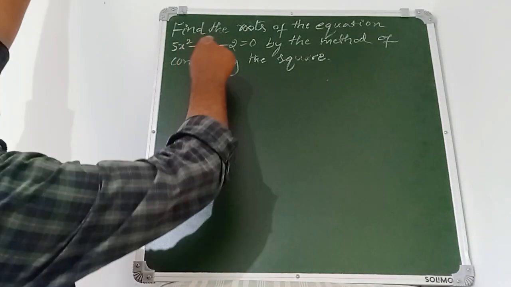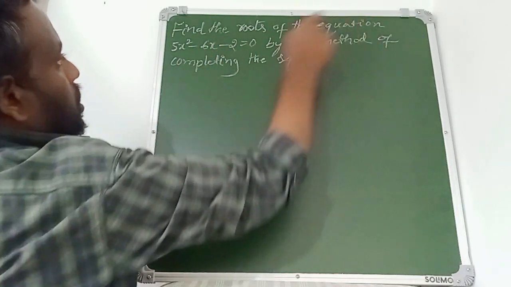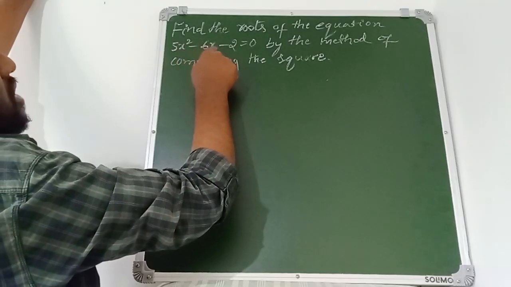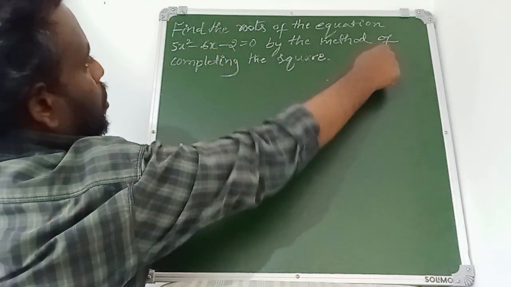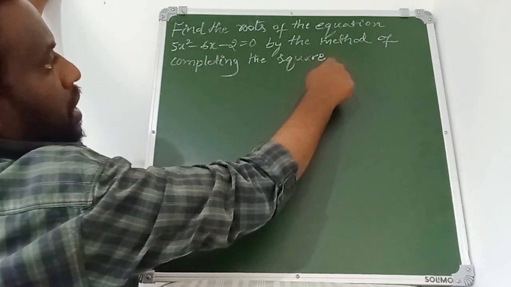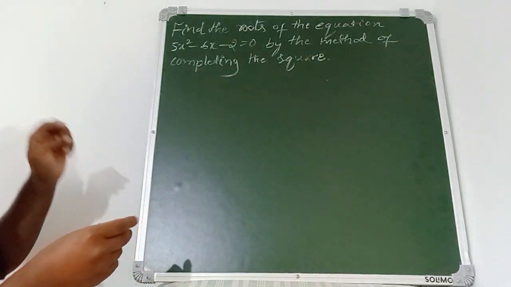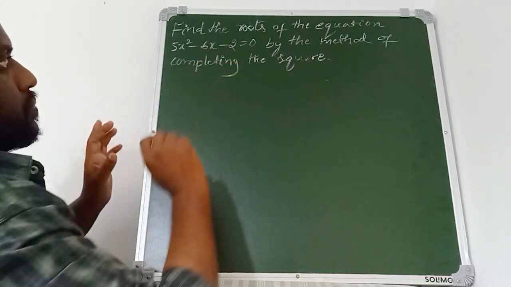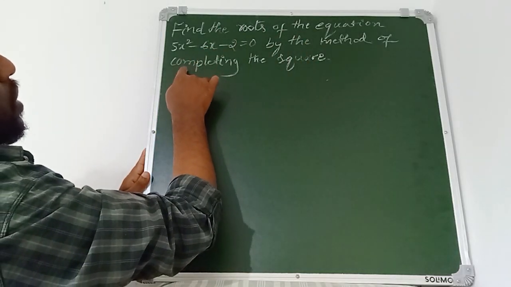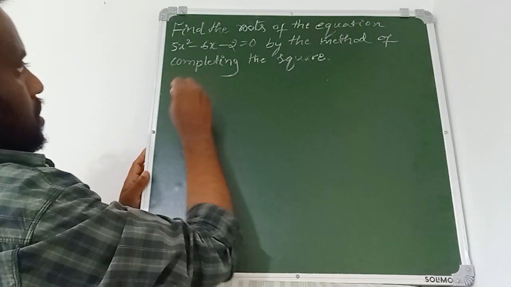Find the roots of the equation 5x² - 6x - 2 = 0 by the method of completing the square. So we have to find the roots using this method. Before that, what is completing the square?